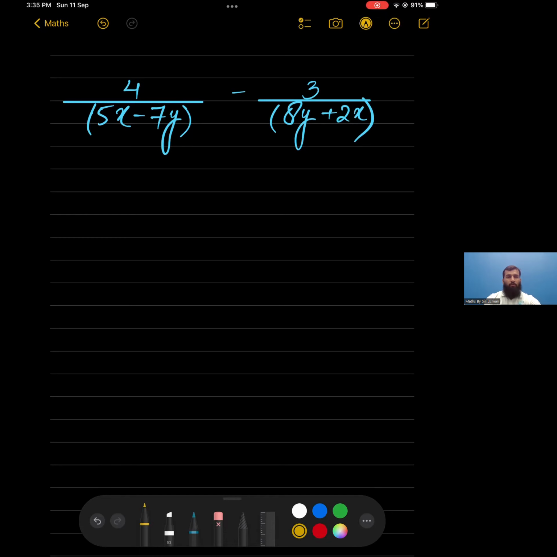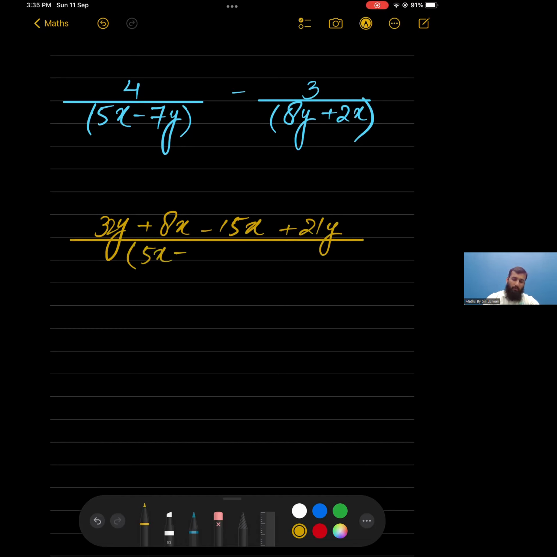Okay, so we have the first answer, and that is 32y with 8x positive. Then we have negative 15x plus 21y. In the denominator, we'll keep the denominator as it is. So this is going to be 5x minus 7y times 8y plus 2x.